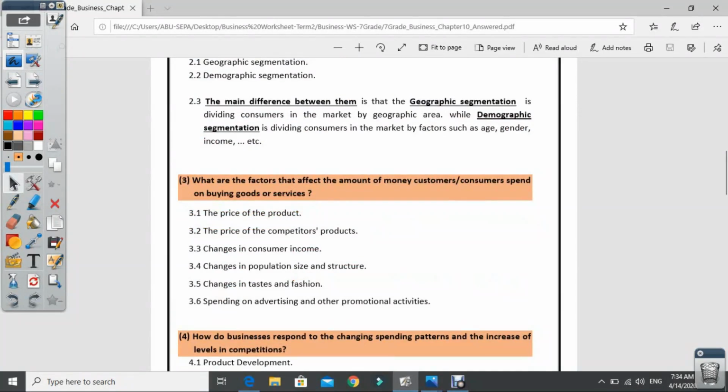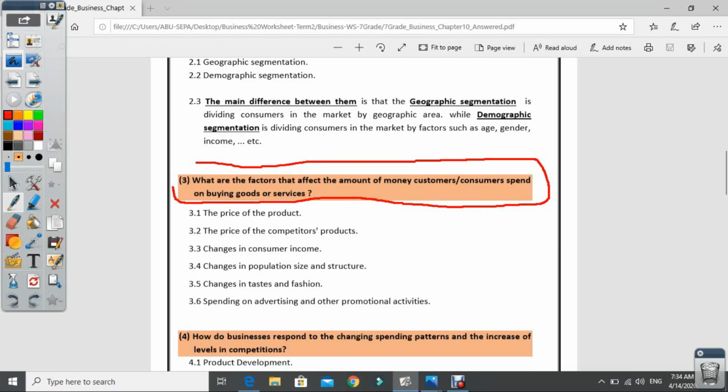What are the factors that affect the amount of money consumers spend on buying goods or services? This is a very, very important question, guys. And we will take these factors at the end of this worksheet, answering the last case study or the last activity in this worksheet. Okay.